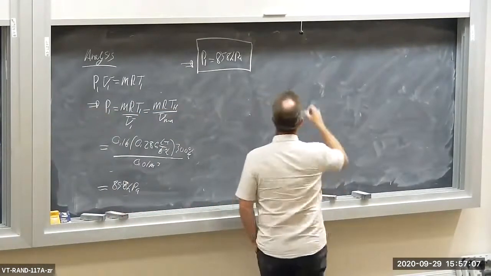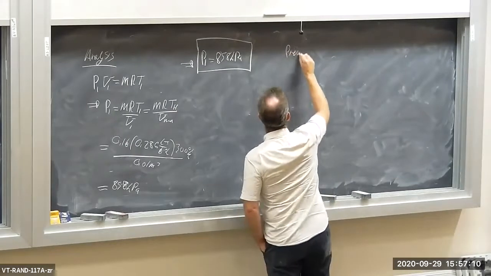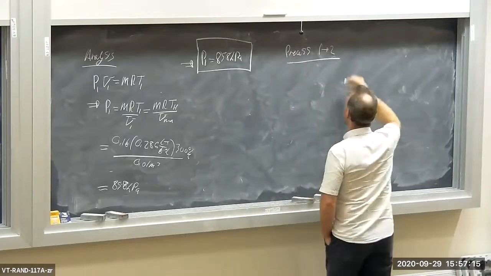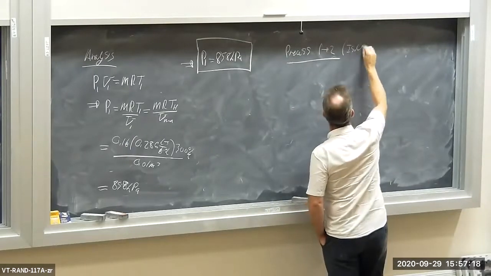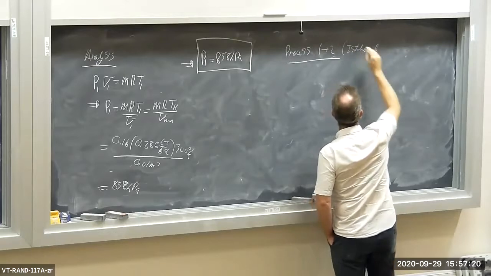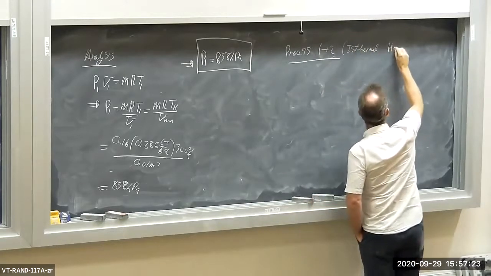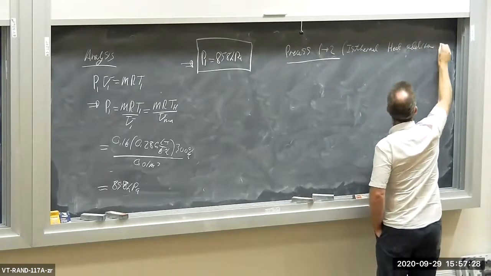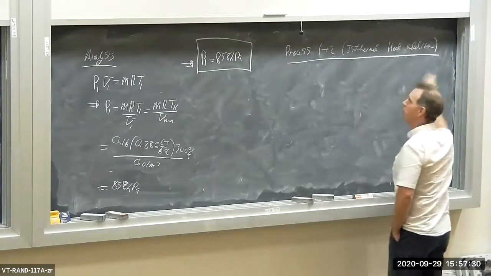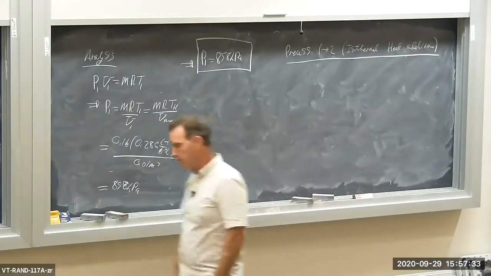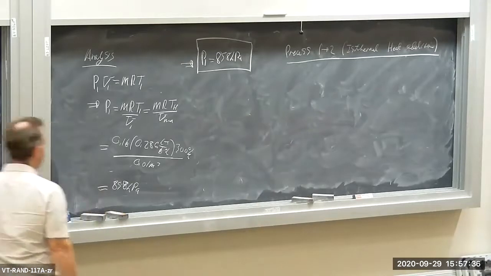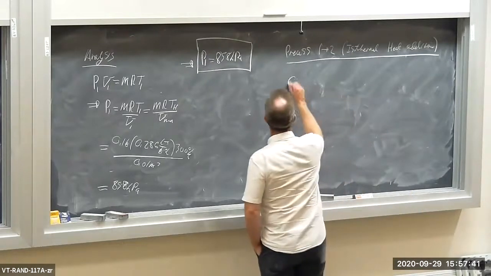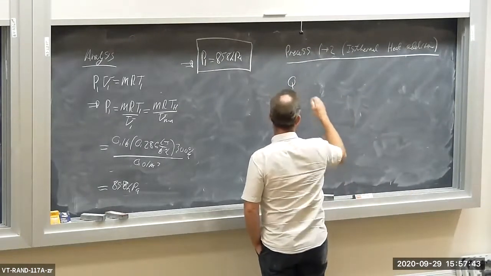Okay, here. Process 1 to 2. This is isothermal. Isothermal heat addition from the high temperature reservoir. Now, let's write down the energy balance. I think that's the best way to go.